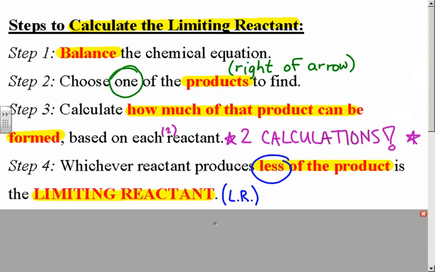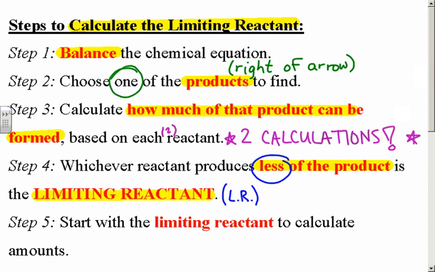So you do the two calculations, you compare the answers and see which one gives you less. Any subsequent calculations that you need to do, like if there's a part B or a part C to the problem, you're always going to start with the limiting reactant to do any more calculations, because the limiting one is the one that determines how much you actually get out of the product. So now that you have the steps filled in, let's go ahead and put this into action. That's what we have the next and final practice problem for.